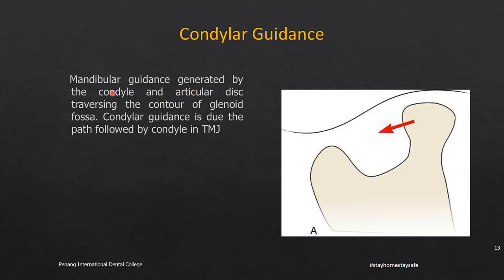So condylar guidance is a mandibular guidance generated by the condyle and the articular disc traversing the contour of the glenoid fossa. So this is the glenoid fossa, and the movement of the condyle against the incline of the glenoid fossa is termed as the condylar guidance. Condylar guidance is due to the path followed by the condyle in the temporomandibular joint capsule.